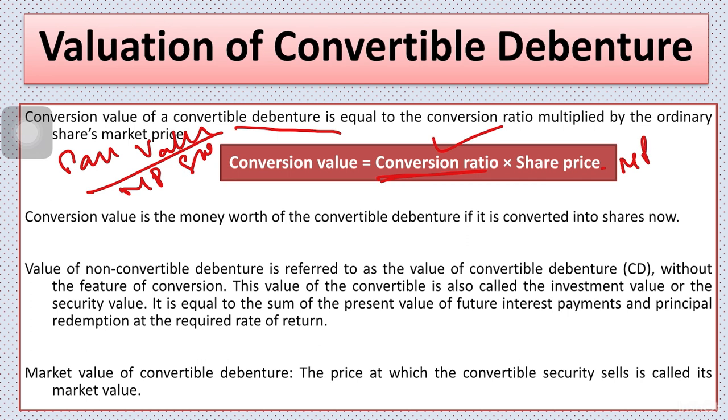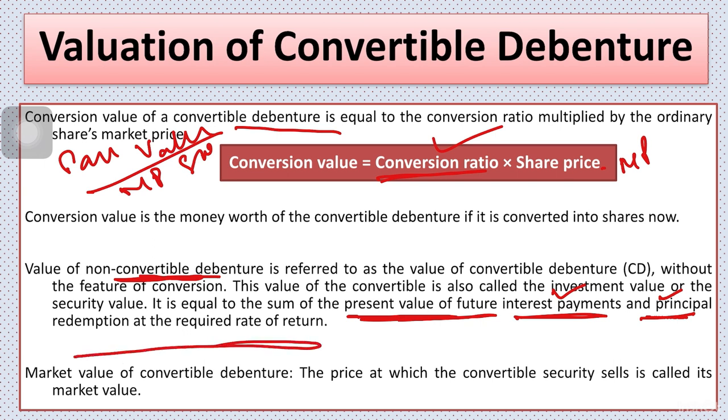Next is the value of non-convertible debentures or the straight debentures. Over here, what do we do? We take into consideration both the interest as well as the principal amount, and then we try to compute the present value of future interest payments and principal at the time of redemption at the required rate of return. I will explain this with the help of an example. And last is the market value of the convertible debentures.